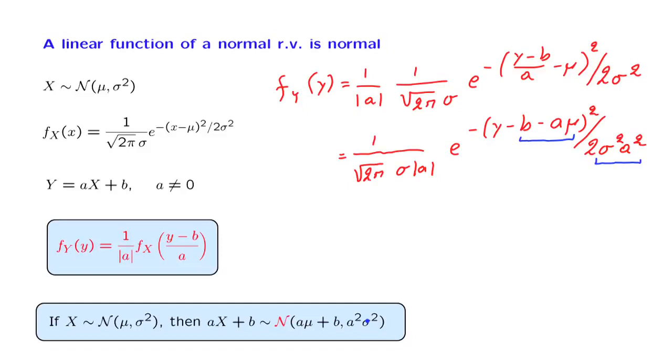Intuitively, what happened here is that we started with a normal bell-shaped curve, a bell-shaped PDF for x. We scale it vertically and horizontally, and then shift it horizontally by b. As we do these operations, the PDF still remains bell-shaped, and so the final PDF is again a bell-shaped normal PDF.